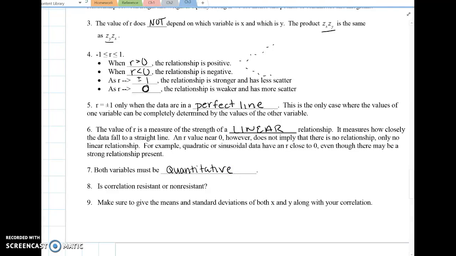So hopefully earlier on you talked about resistant and non-resistant data. Is r resistant or non-resistant to outliers? Think about if you had all these and then you put a dot down there. That's weakening the relationship. So that would be non-resistant to outliers because you are going to change how strong the association is with one dot not in the pattern.